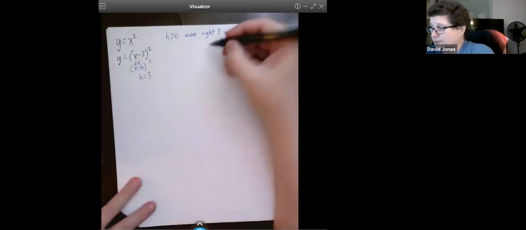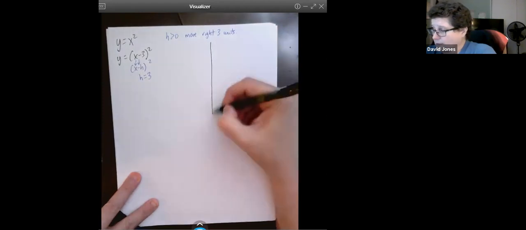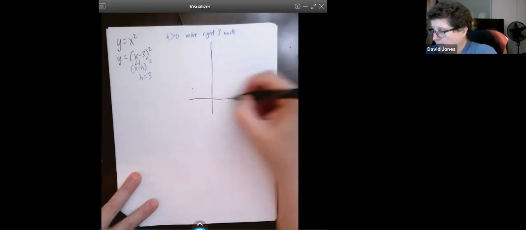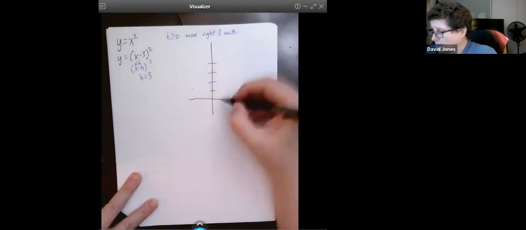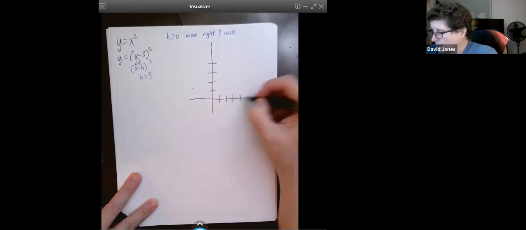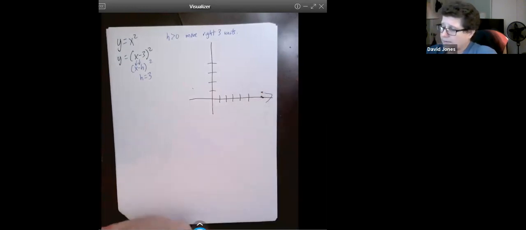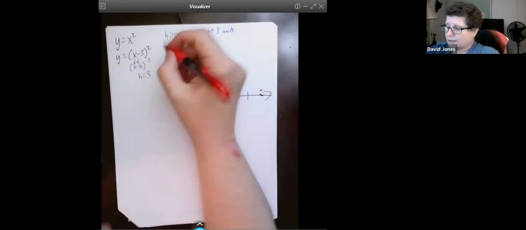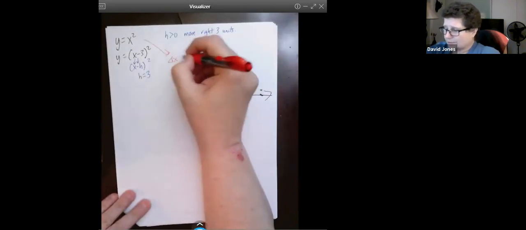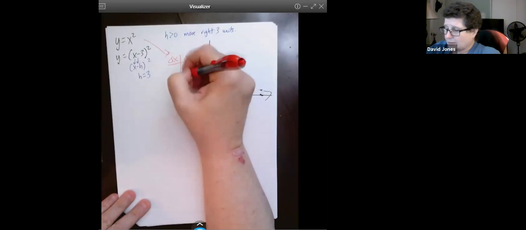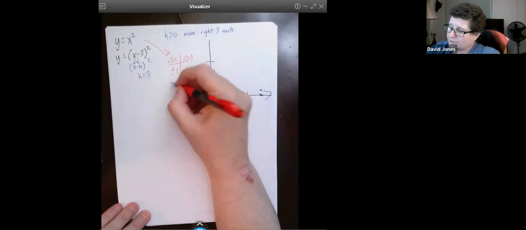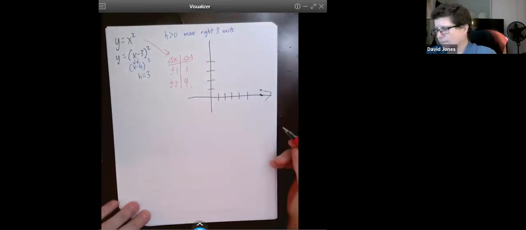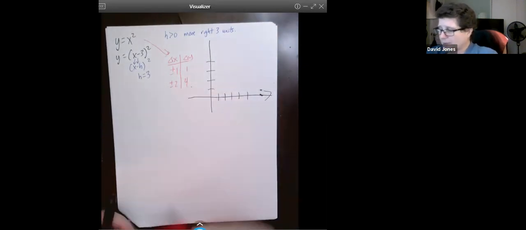So let's just do that. Again, x squared, delta x, delta y: plus or minus 1 is a change, left or right 1 is an up 1, left or right 2 is up 4. H is 3. I'm going to move my center right 3 units.